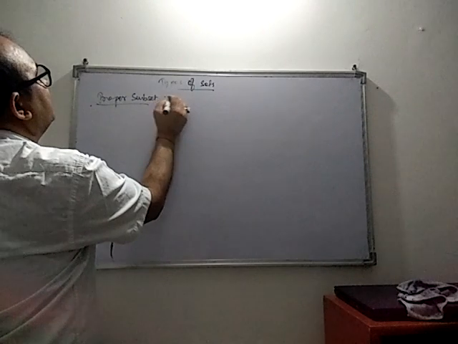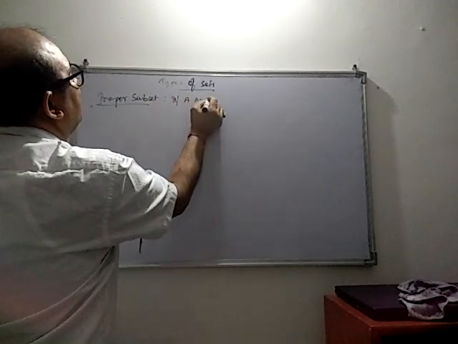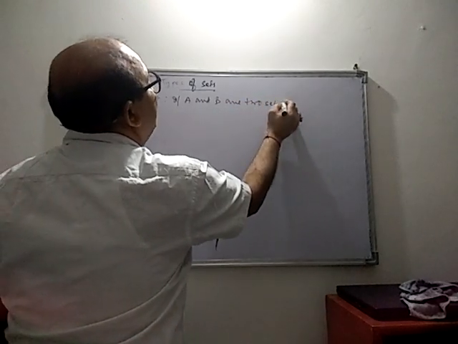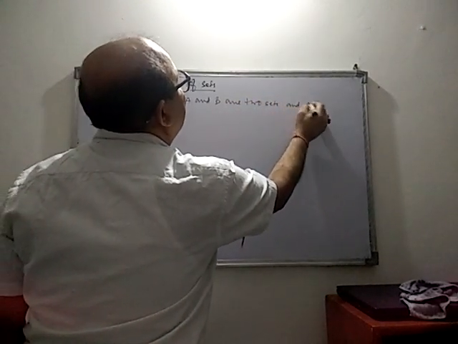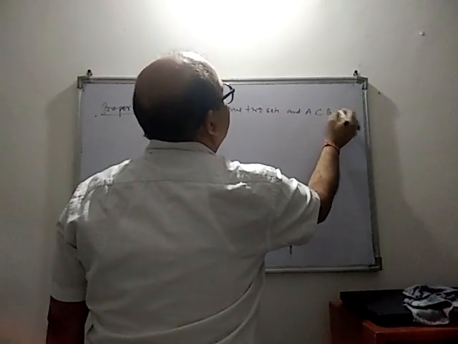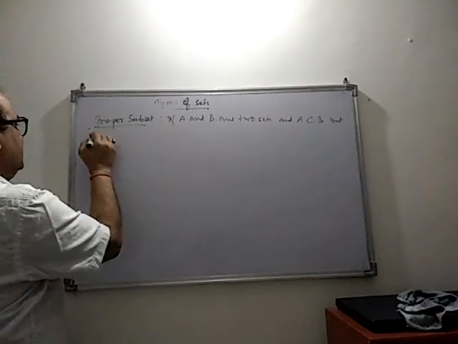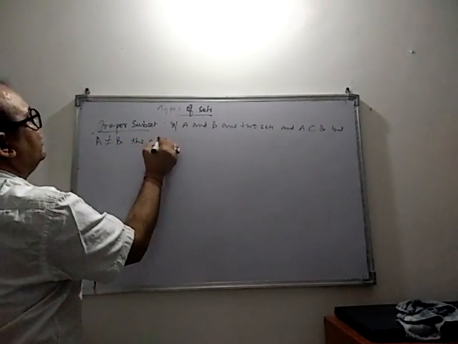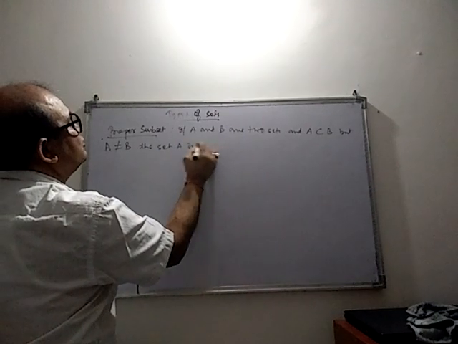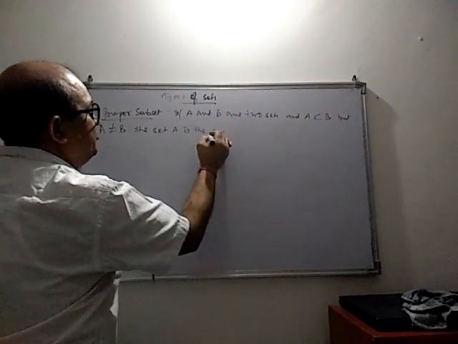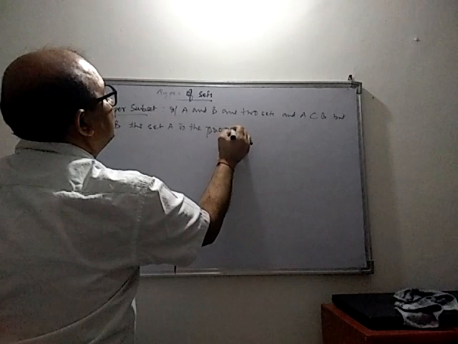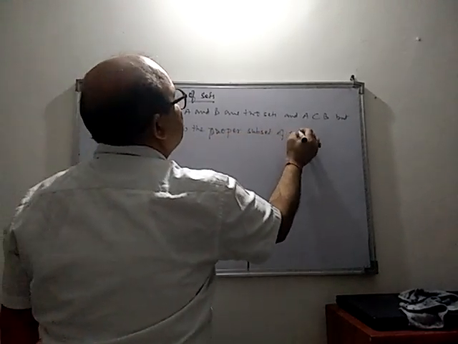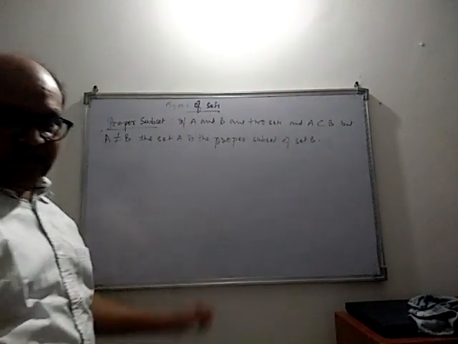Now, if A and B are two sets and A is a subset of B, but A is not equal to B, then set A is the proper subset of set B. It is written as A ⊂ B.